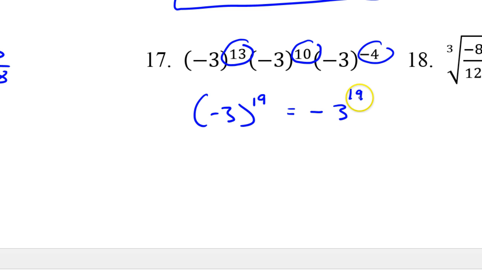Now, if 3 to the 19th power is too big to even fit on your calculator, then we'll just have to leave it like this. But you can't leave it with parentheses. You have to show me that you know that that negative is not going anywhere.